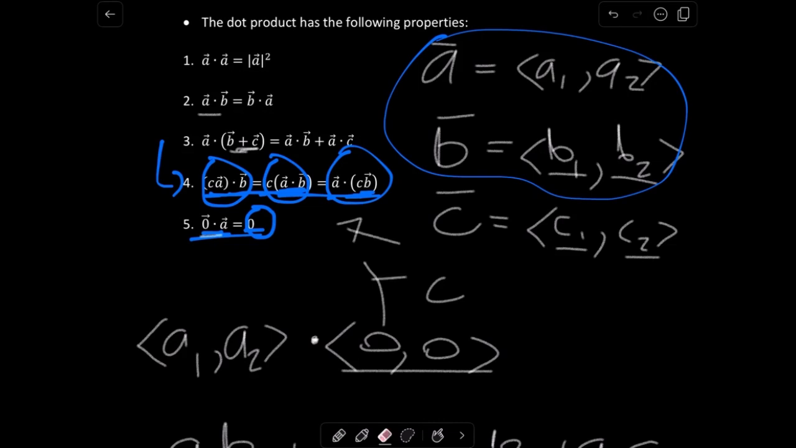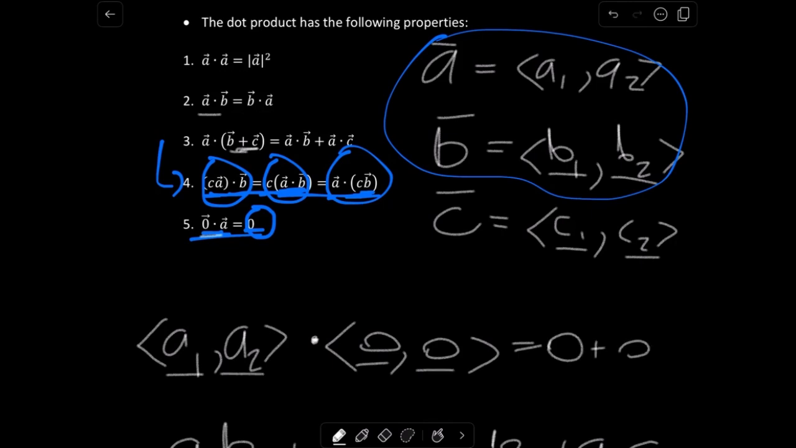Okay, so there's the 0 vector, and you just have to perform the dot product. So A1 multiplied by 0, well, that's 0. And then A2 multiplied by 0, that's going to be plus 0. And then we add these up and we'll get 0. So it's the constant number 0. It's not going to be another vector. So those are the basic properties of the dot product.